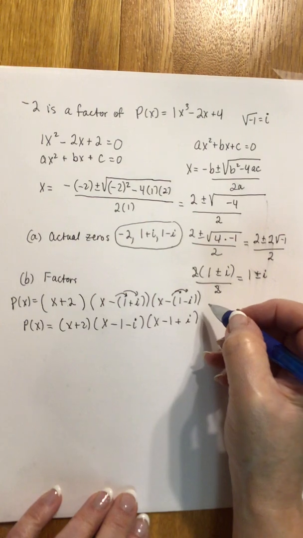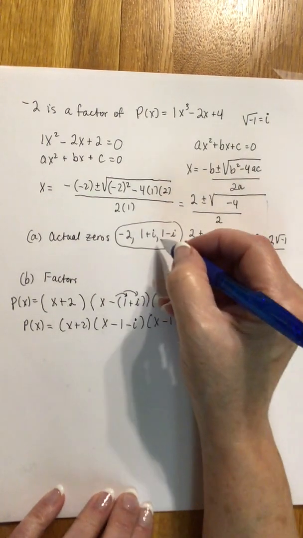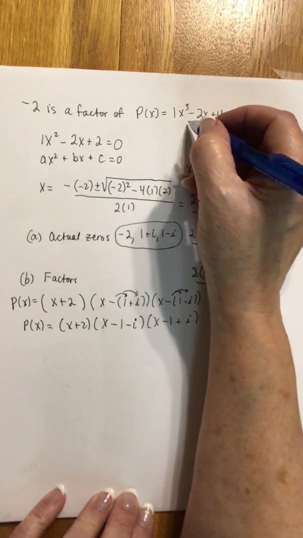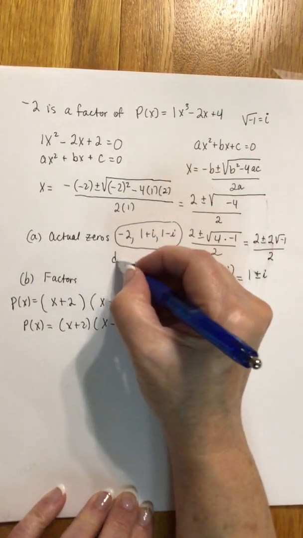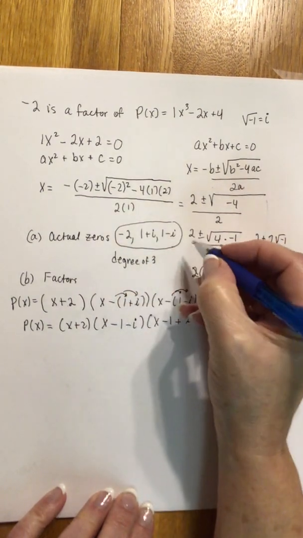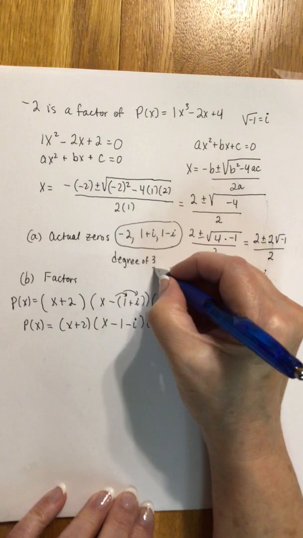So again, what did we just say? We said that the number of factors, the number of zeros that we're going to have, is determined by the degree. So the degree was 3. So we have a degree of 3. And then we also have the same number of zeros, so 3 zeros.